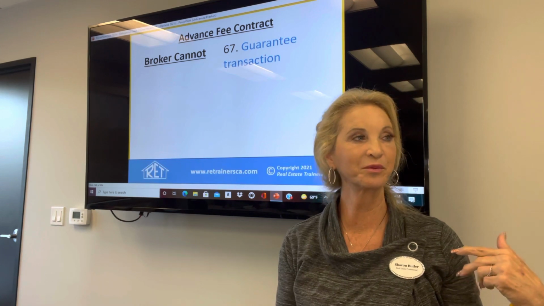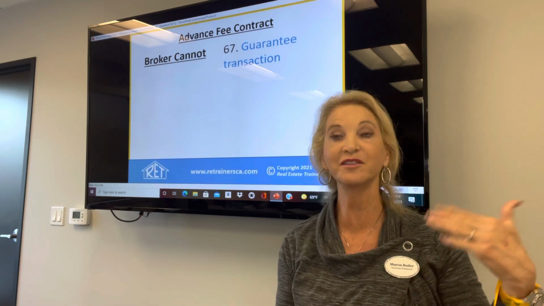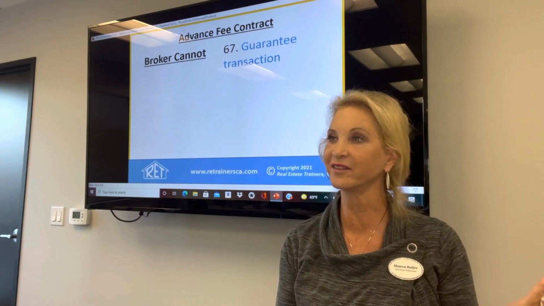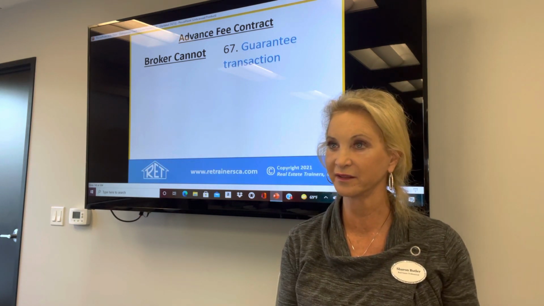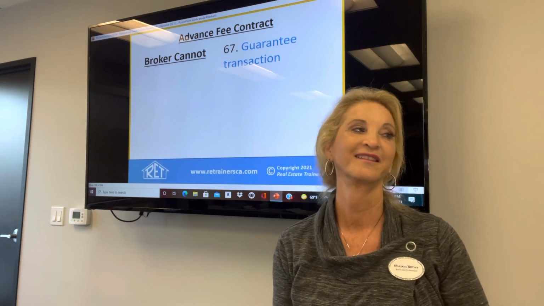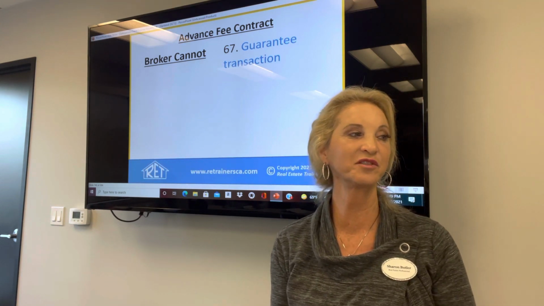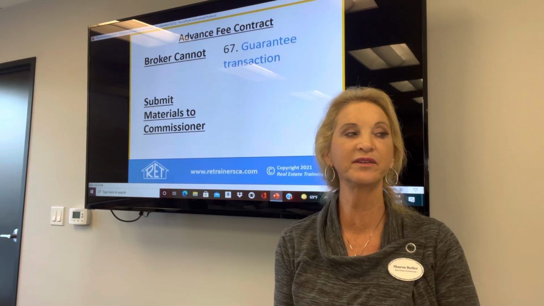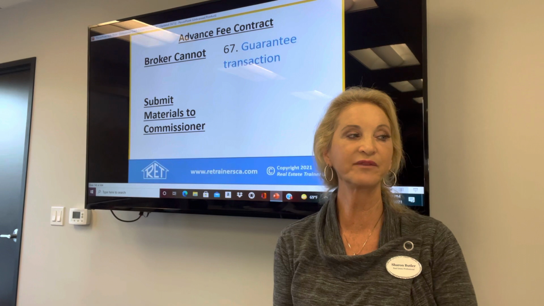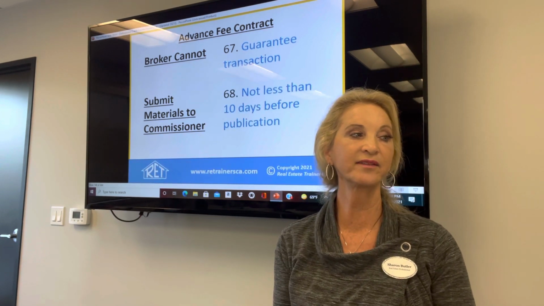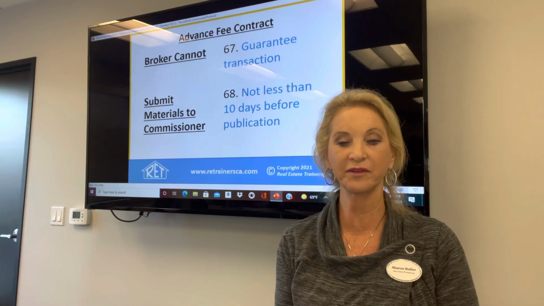So when Purple Bricks would do that, they'd take the listing, they'd get a check for $4,900. If they sold the house, great. If they didn't sell the house, the seller just paid $4,900 for nothing. So can you see why it did not work in California? You cannot guarantee the transaction. Submit materials to the commissioner. If a company is going to do advance fee contracts, they have to submit the materials to the commissioner before they advertise, not less than 10 days before publication.